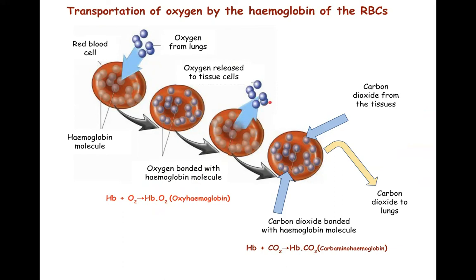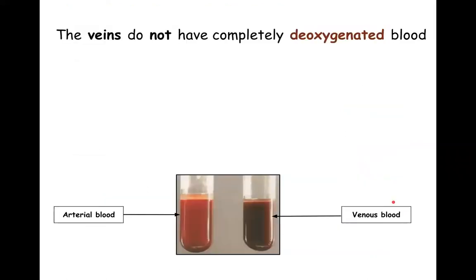When it releases its oxygen, in place of oxygen, it will start taking carbon dioxide from the tissue, because carbon dioxide forms carbaminohemoglobin, which is much more stable than oxyhemoglobin. So carbon dioxide is carried by this RBC into the lungs for oxygenation purposes. That means oxygen-rich blood comes to the tissues, gives its oxygen, and ultimately takes carbon dioxide and reaches the lungs.